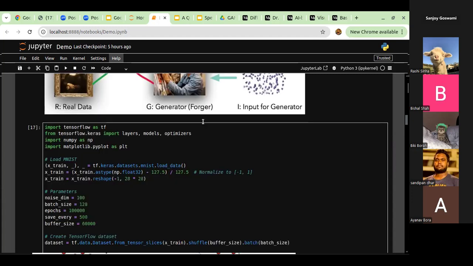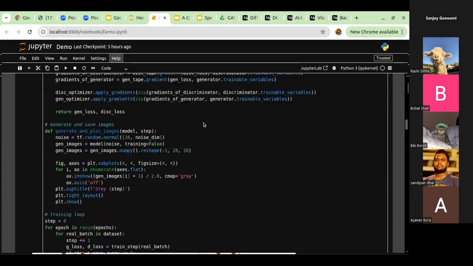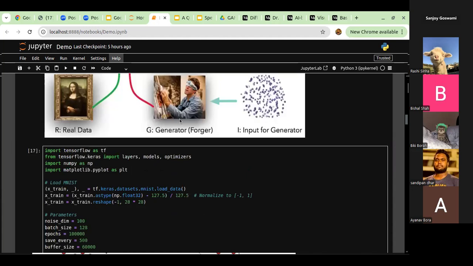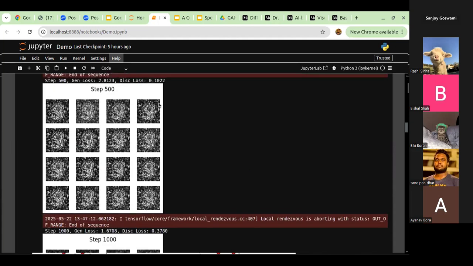Now let me go to this. I'll explain the code. Let me go to some samples. Now see this. This is the initial sample generated by the generator, like the painter. Initially it is generating a very noisy image. It seems like it has not learned the target domain. What is the target domain? The target domain is the MNIST digit data, numerical digits.